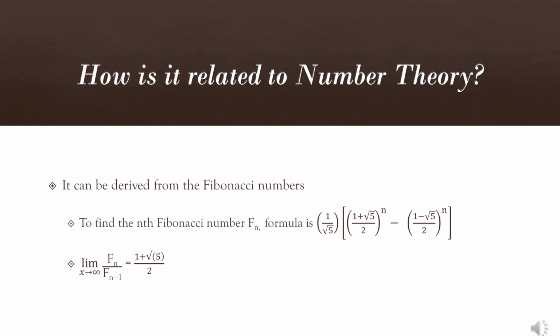In order to find a specific Fibonacci number, the formula is 1 over the square root of 5 times ((1 plus the square root of 5) over 2) raised to the n minus 1 minus ((the square root of 5) over 2) raised to the n. Also, when you take the limit of f sub n over f sub n minus 1 as n approaches infinity, the limit will approach the golden ratio.